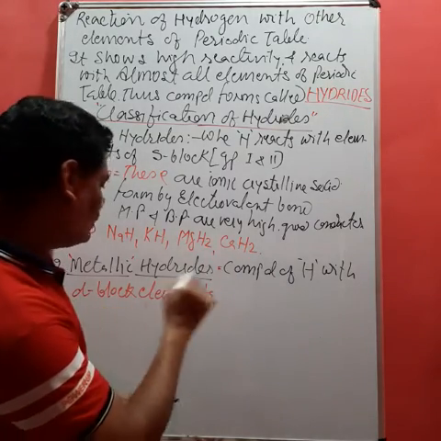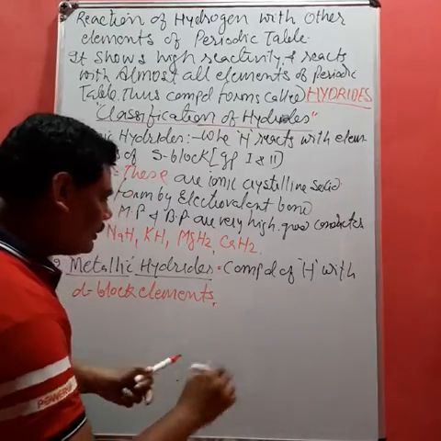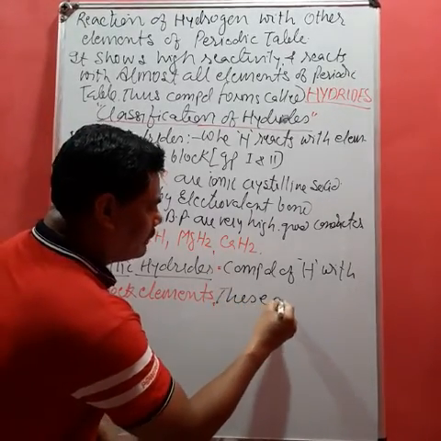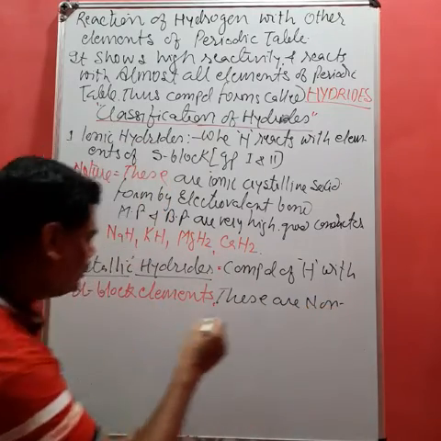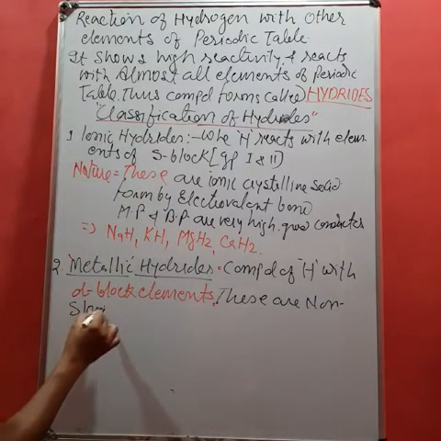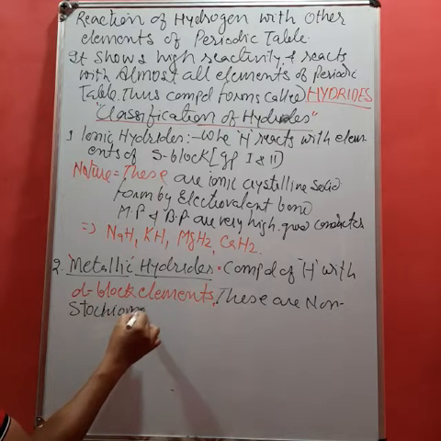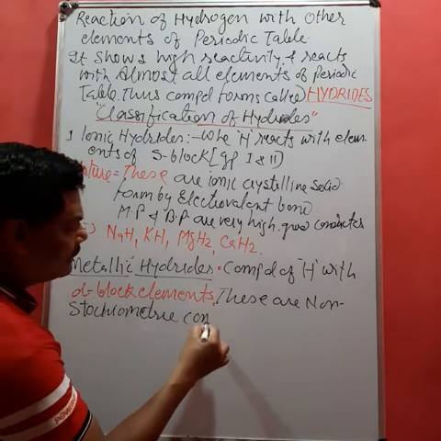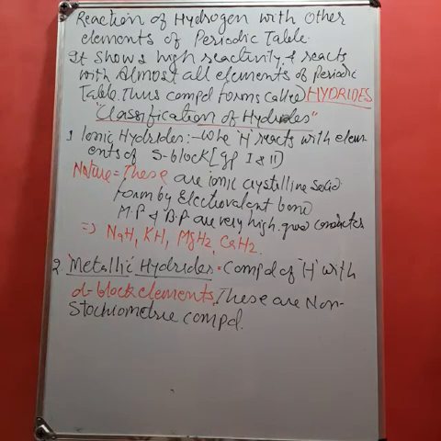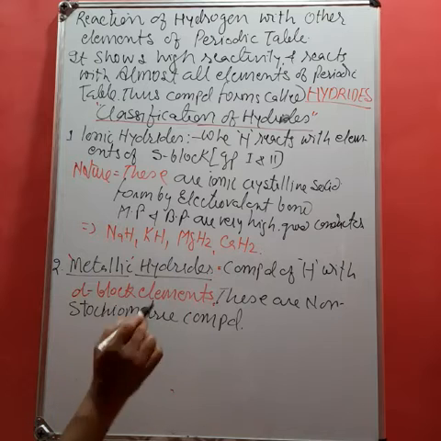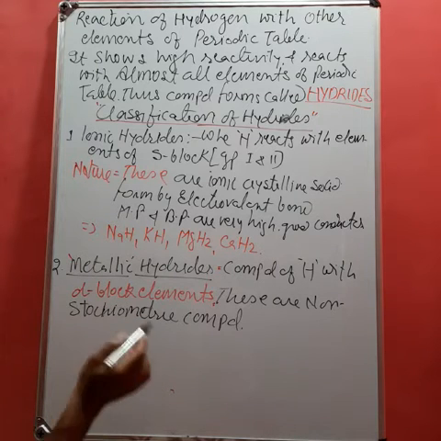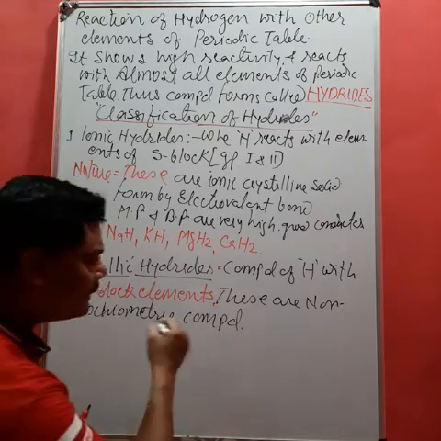These are non-stoichiometric compounds. Now, what is the meaning of non-stoichiometric compound? That is, the stoichiometry of metal and hydrogen is not perfect. Actually, a different type of stoichiometry, a varying ratio of metal and hydrogen, is present. Therefore, they are called non-stoichiometric compounds. Getting?